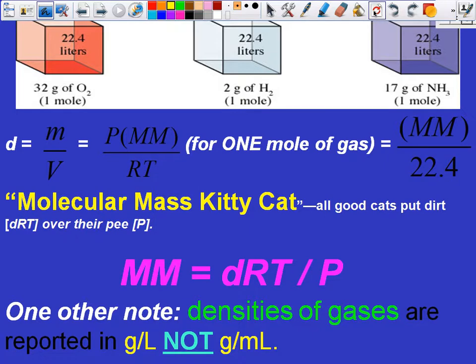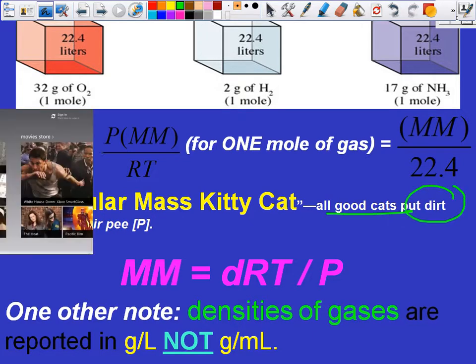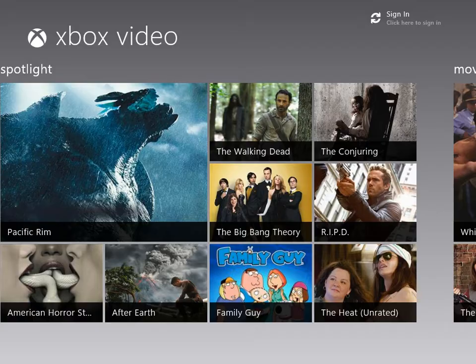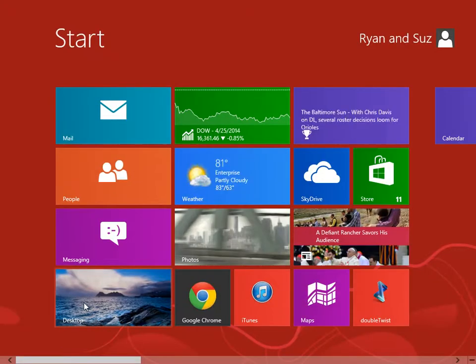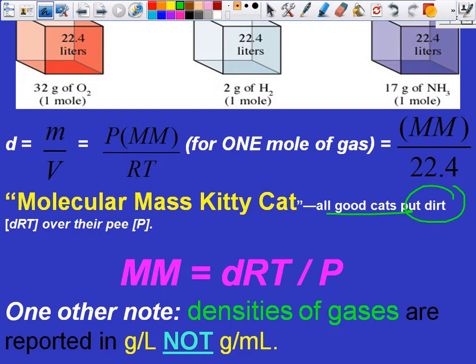Now, there is a formula that we can use, and it has a funny little acronym, and I'm sure you've already seen it, the molar mass kitty cat. I did not make this up. This is something that I've heard through trainings that I've gone through, and a lot of students love it. A lot of students can remember it this way. And what it is, the molar mass kitty cat, is all good cats put dirt, DRT, hang on, sorry, my apologies, guys. Put dirt over their pee.